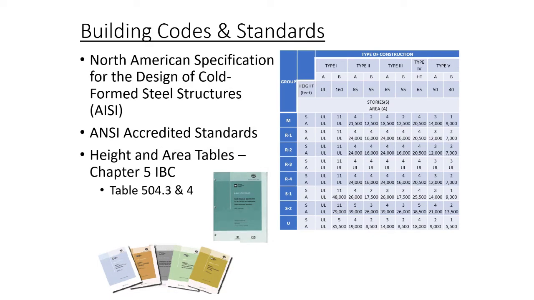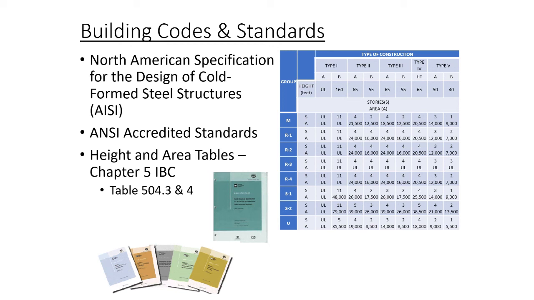We will now explore the codes and standards that regulate the design of cold-formed steel frame structures. The standards were developed by the American Iron and Steel Institute and subsequently ANSI accredited. They are the North American specification for the design of cold-formed steel structural members. It is the premier document covering all cold-formed steel structures.